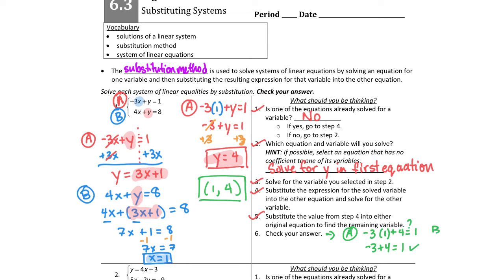And then do the same thing with your B. I've got 4 times that x value of 1 plus that y value of 4, and we want to see, does that equal 8? And we get 4 plus 4, which, yes, it does. So it checks out. We know that 1, 4 is definitely our answer.